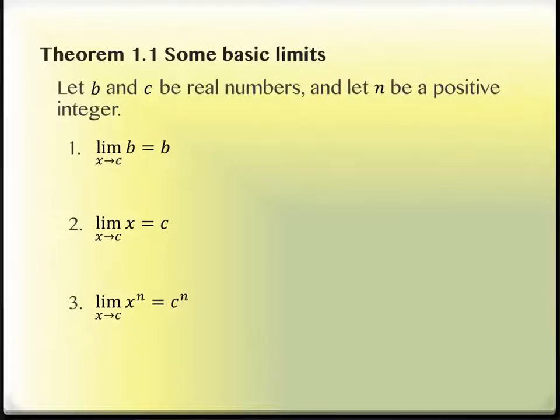Some basic limits first. b and c are real numbers, and n is a positive integer. So if we have the limit of b, where b is a number, you guys actually saw this happen on one of your homework problems. Several of you came to my office to ask me questions about it. The question said the limit of -1. And the answer is -1. So whatever the value is, the limit is that same value.